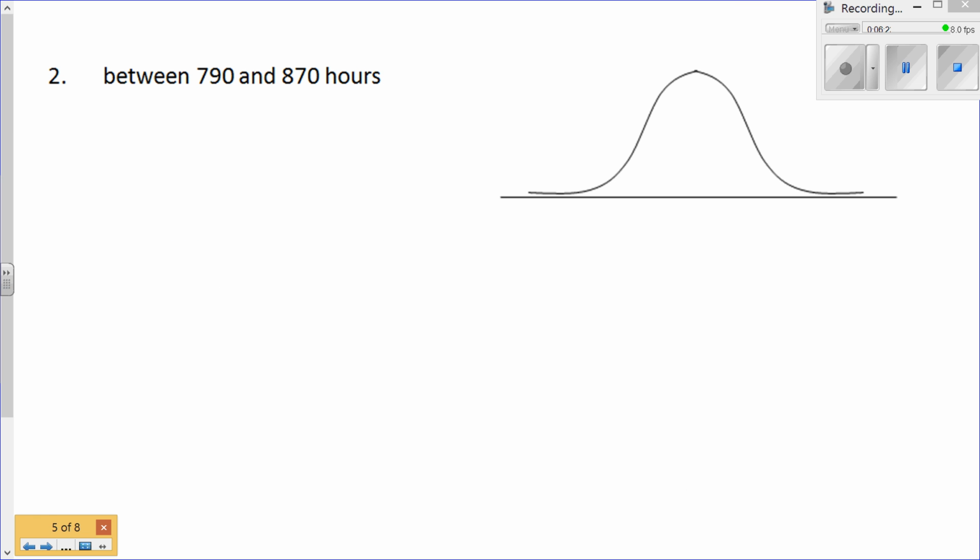Okay, let's do another one. Being between 790 and 870 hours. So again, our mean is 750. 790 is larger than 750, so that will be to the right. So set in here 790. And then 870 is also over here. So I'm predicting we're going to have a fairly small probability for our final answer here. To find that, I'm going to take the 790 and find the z-score it corresponds to.